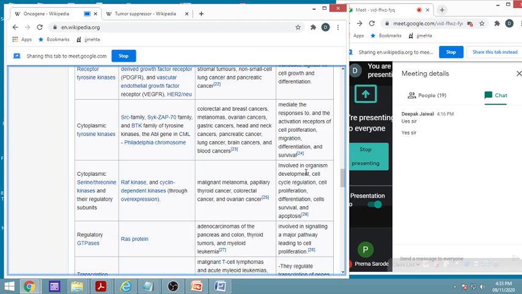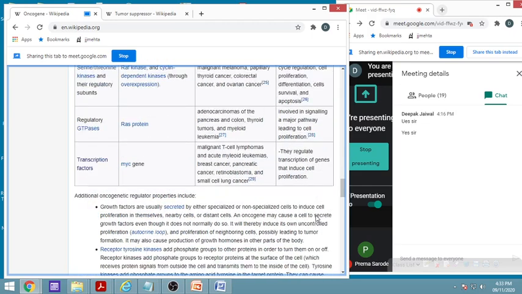They are responsible for malignant melanoma, papillary thyroid cancer, colorectal cancer, ovarian cancer, etc. So they are involved in organism development, cell cycle regulation, proliferation, cell survival, and apoptosis. Then the others are GTPases and transcription factors. There are many such. GTPase examples work through RAS proteins. They are responsible for adenocarcinomas of the pancreas and colon, thyroid tumors, and myeloid leukemia. They are involved in signaling, a major pathway leading to cell proliferation.